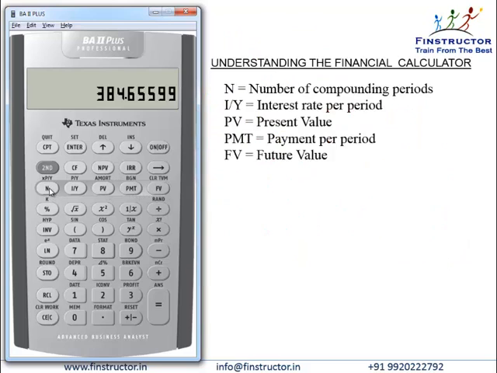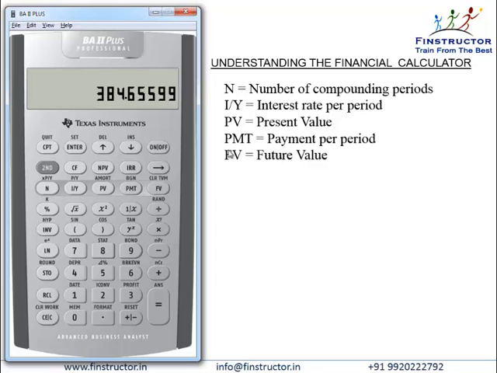So remember, N refers to the number of compounding periods there are, not the number of years. So N is the number of compounding periods. We are doing the question with annual compounding, so our number of periods is the same as the number of years. I by Y is the interest rate per compounding period. PV is the present value. PMT stands for payment per period and FV stands for future value.